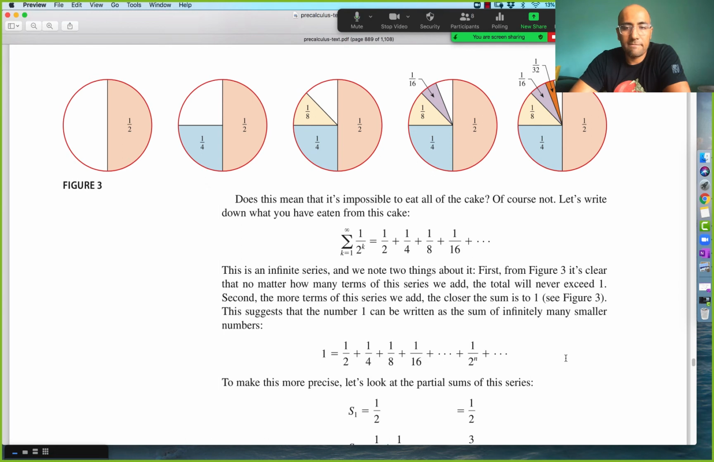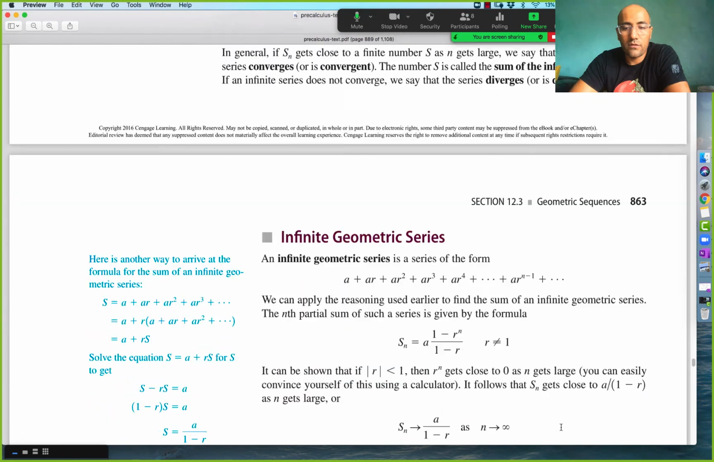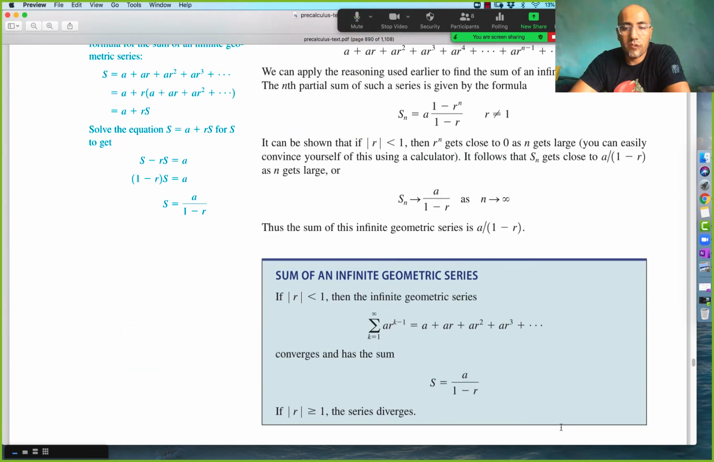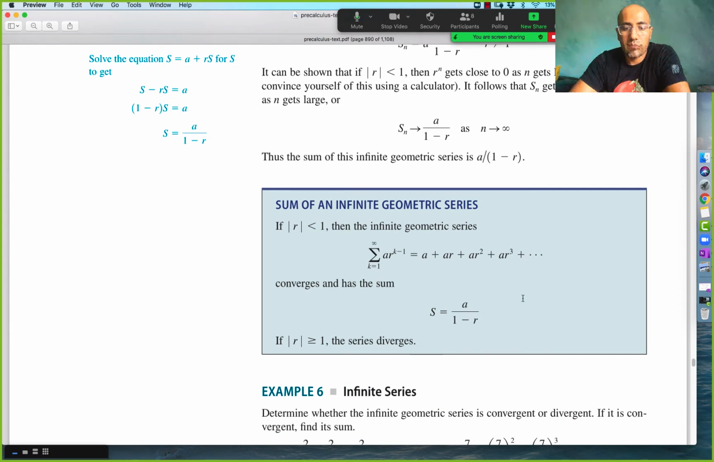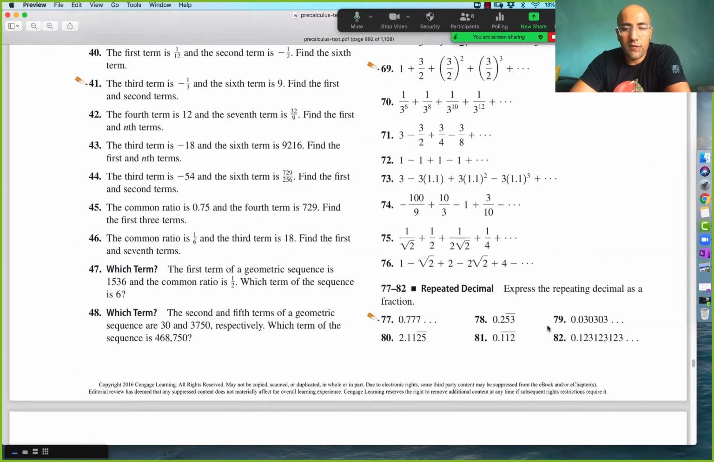Does that make sense? Good. If we didn't go to infinity, if we stopped anywhere, it wouldn't equal 1. It would be really close to 1. But just the fact that we're letting this go out to infinity is what makes it equal to 1. Good. Okay, so that was a nice graphic that the book has. And then they're arriving at the same conclusion here, that the sum of this infinite geometric series is given by this formula.